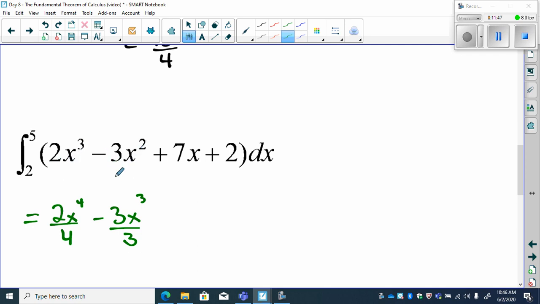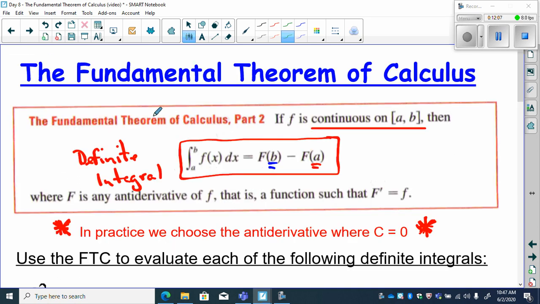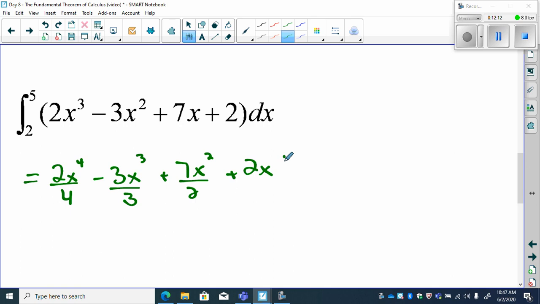Add 1 to the 2, divide by that new exponent. This would become 7x squared over 2. This would become plus 2x. Now remember, I don't write plus C for a definite integral. I only write the plus C for an indefinite integral when there is no lower or upper limit of integration. And I'm going to evaluate this from 2 to 5.